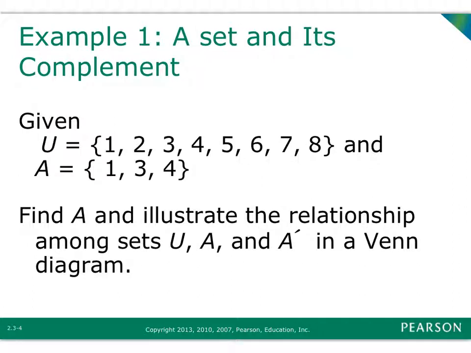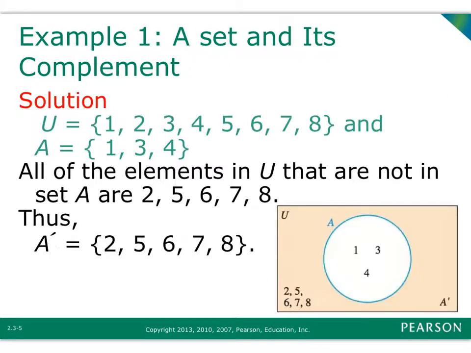Given the universal set 1 through 8 and set A is equal to 1, 3, and 4, find A prime and illustrate the relationship among set U, A, and A prime in a Venn diagram. So in our solution, we go back and review that our universal set is the counting numbers 1 through 8, and that set A is 1, 3, 4.